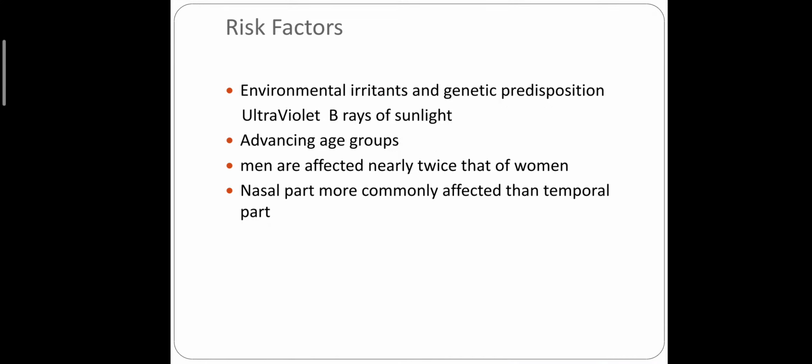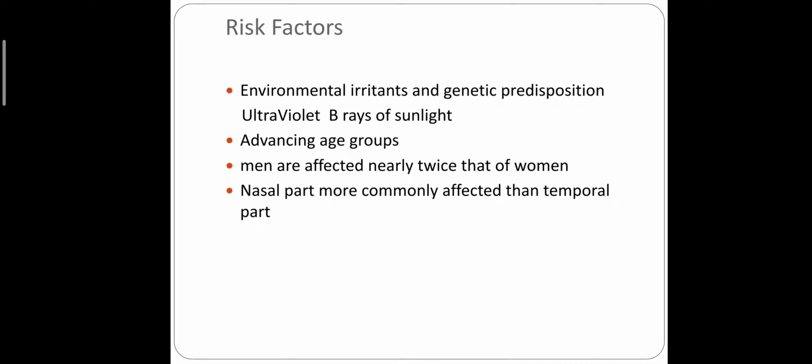So coming to the risk factors of pterygium. As I told already in history taking, environmental irritants and exposure to sunlight is the most important risk factor for pterygium. What are the other risk factors? Genetic predisposition can be present, and advancing age groups, as the age increases, they are more prone to developing pterygium. And I told you men are twice as affected as females. It's mainly related to their outdoor working environment.